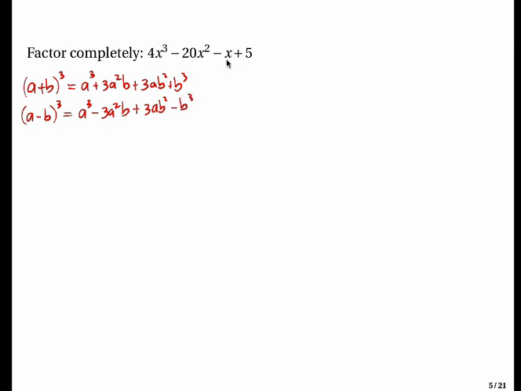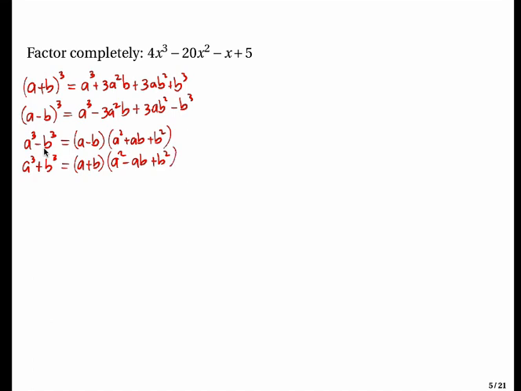And also, if we have something like a cubed minus b cubed, the difference of two cubes, this can be factored into a minus b times a squared plus ab plus b squared. Or if we have the sum of two cubes, a cubed plus b cubed, this is factored into a plus b times a squared minus ab plus b squared.